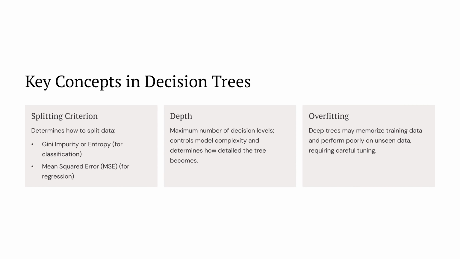Here are the key concepts in decision trees. First, splitting criterion. It decides how the data is divided using Gini, entropy, or mean square error. Next, the depth. It controls how complex and detailed the tree becomes. And finally, overfitting, where the tree learns too much from training data and performs poorly on new data.